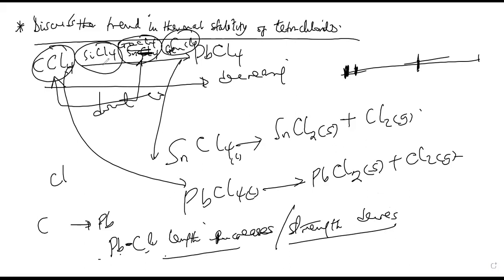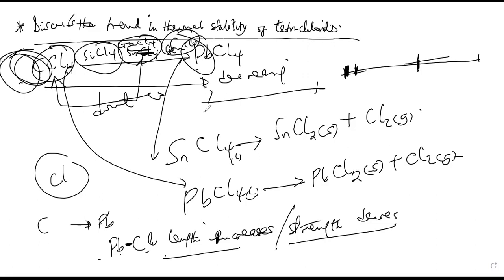So you say that the general decrease in the thermostability is a result of the increase in the cationic size, from the cation of carbon to the cation of lead. As the cationic size increases, the element-chlorine bond length also increases. When the bond length increases, the bond strength decreases. When the bond strength decreases, the energy required to break that bond also reduces. And that's how we explain the thermostability of group 4 tetrachlorides.